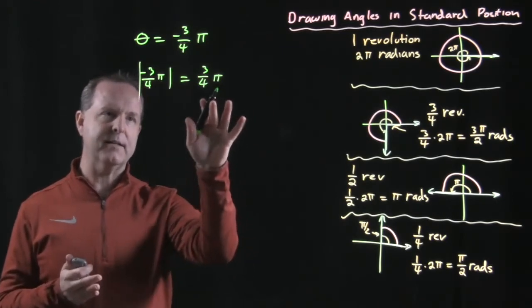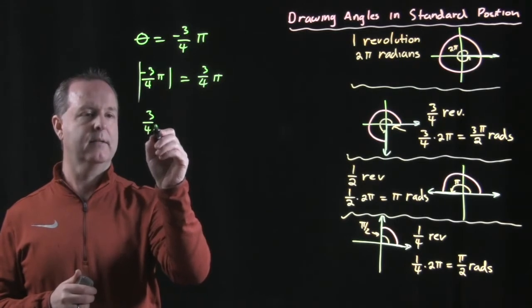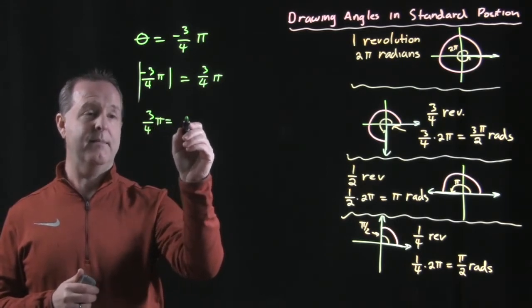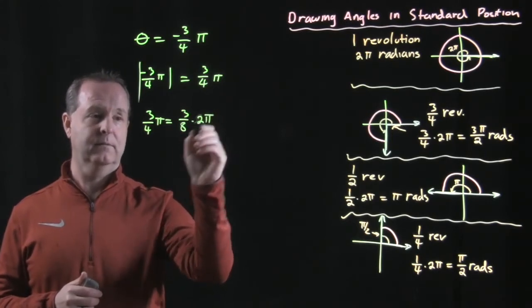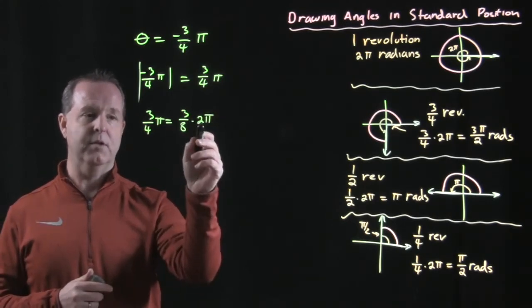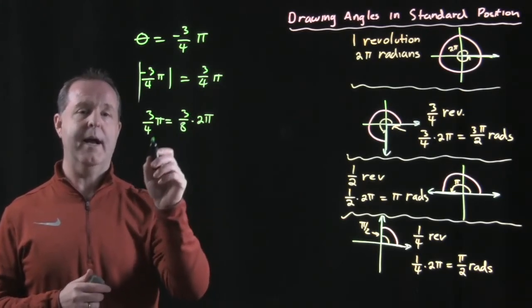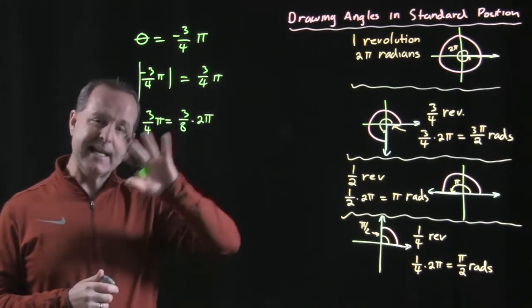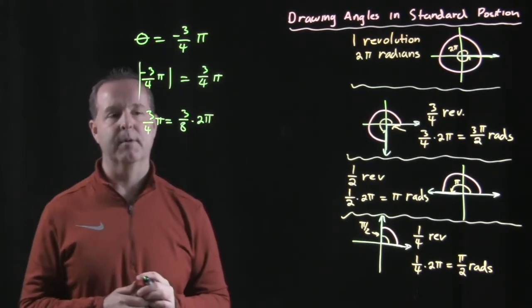So how do we convert that? Well, we have two methods. One method is 3/4 pi is the same thing as 3/8 of the way around a circle. 3 times 2 makes a 6. 6 over 8 reduces down to 3/4. So I can confirm that 3/8 is the distance around a circle to determine where my terminal ray will be at.